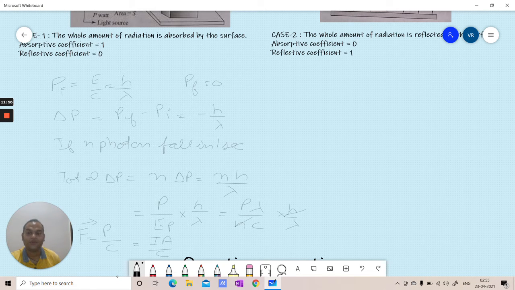Now you can tell me one thing. There is one delta P here which shows a negative sign, right? So why is it showing a negative sign? Because we are considering the photon, and what we need to find out is the force on the body. So the force on the photon will be opposite to the force on the body. That is why at the last we have written force as IA by C or P by C directly without putting the negative sign, because this negative sign is for the photon, not for the body which is absorbing it. Got my point? Let's come to the next part.